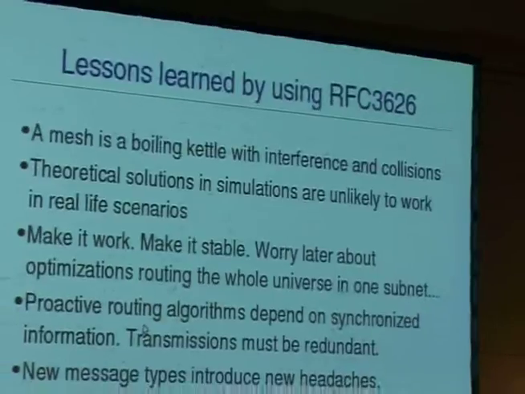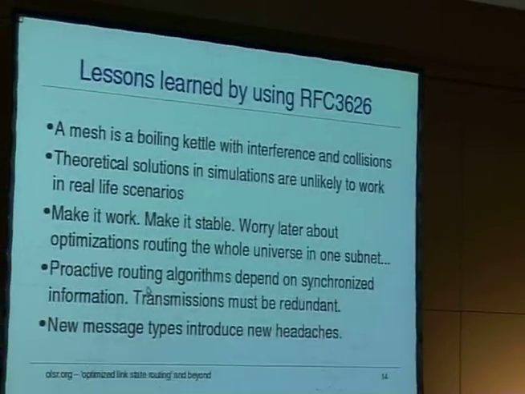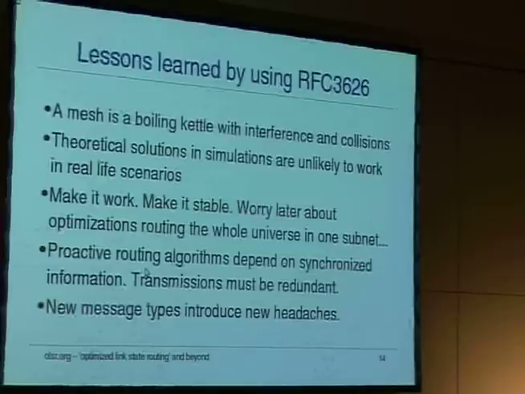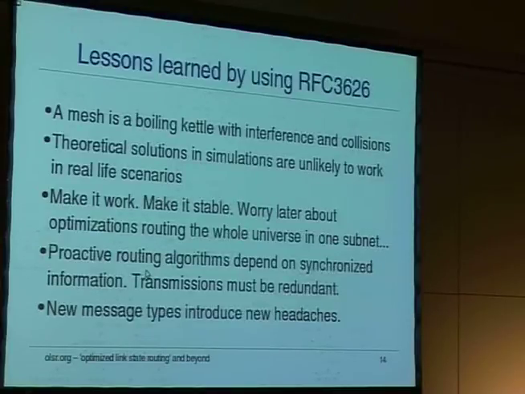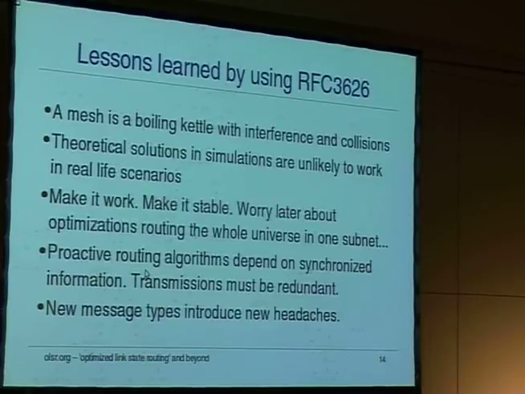So the lessons that we learned on Wizard of Oz 2003: a mesh is a boiling kettle with interference and collisions, especially the mesh that we used because we had only one channel. We were transmitting on channel 10, so everybody is using the same resource, and there are lots of collisions. There are hidden nodes, exposed nodes. And if you need 10 dB signal-to-noise ratio to have a successful transmission with 2 megabit, well, a node that is far out of range still adds some 2 or 3 dB of noise to the noise floor you already have.